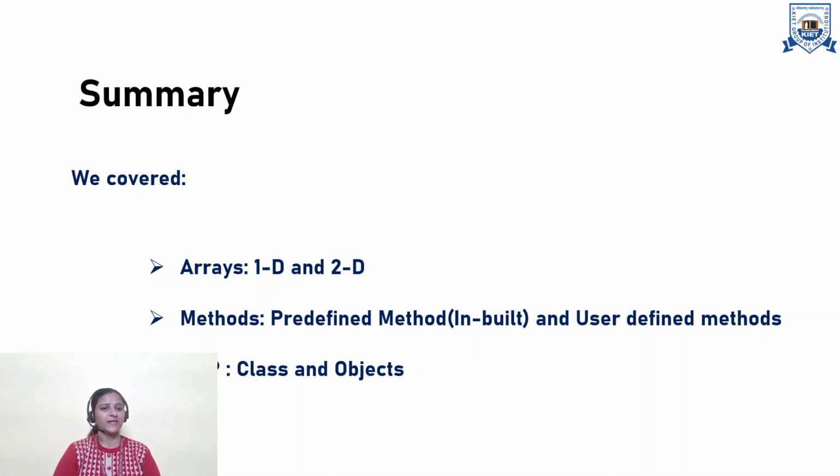Today we covered arrays, one-dimensional and two-dimensional, and methods, where we covered two types: predefined methods, or you can say inbuilt methods, and user-defined methods. We also learned the concept of object-oriented programming with the help of classes and objects. So that's all for today. Thank you.